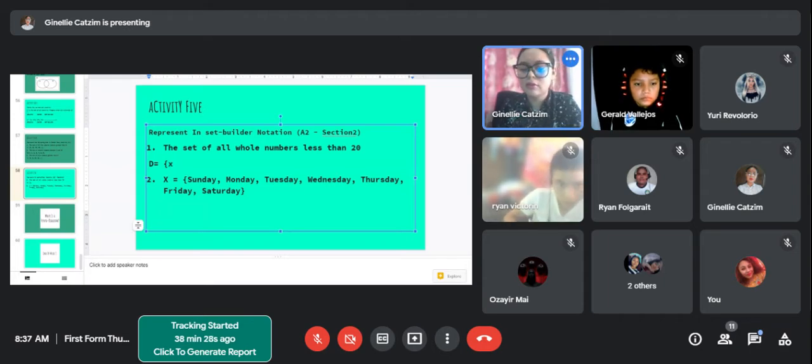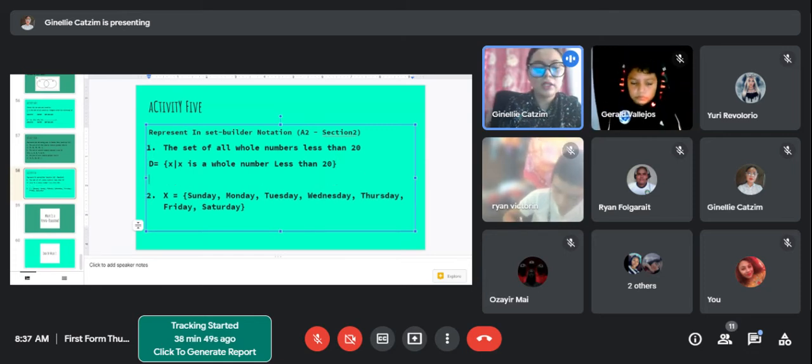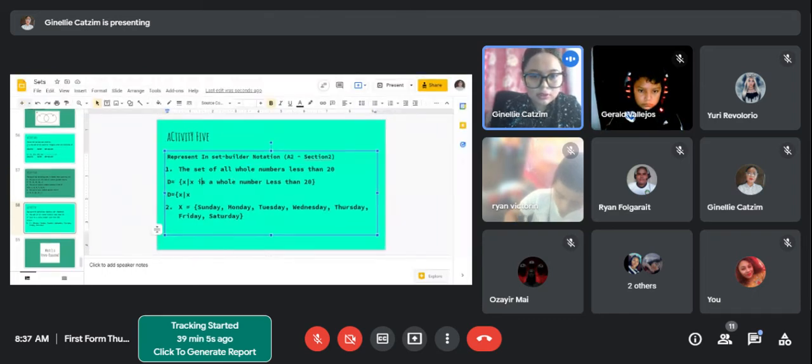We could put x is a whole number less than 20, or we could put D equals x, where x is an element. Let's see if I can add a little element sign here. Let's see, just a moment.